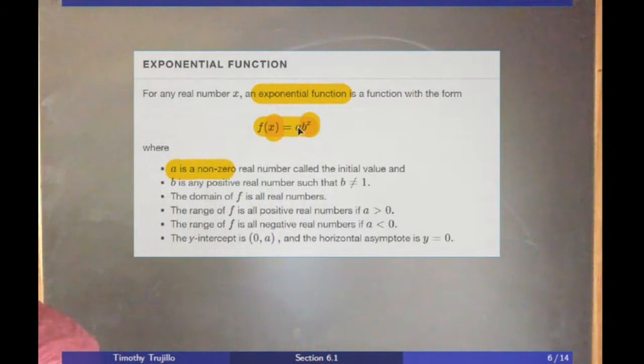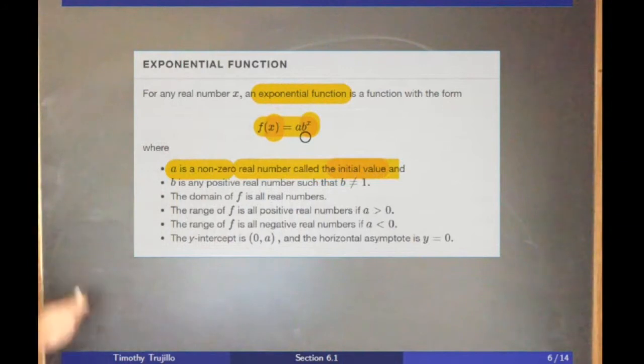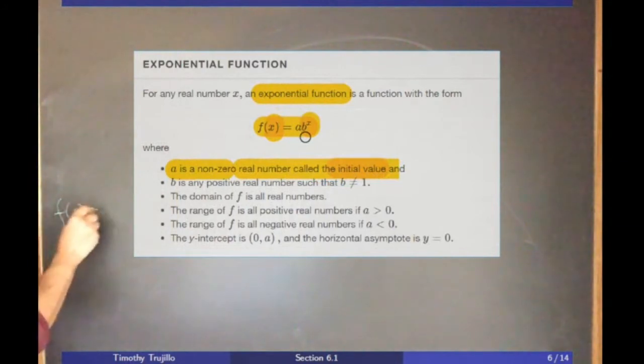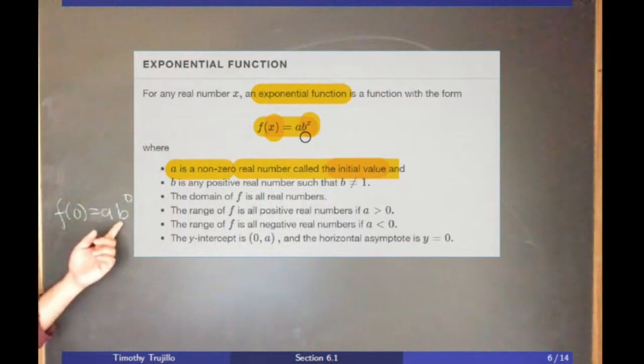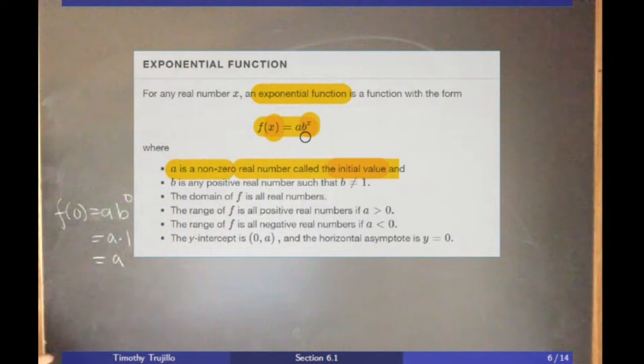The name for this constant a is called the initial value. And it turns out to also be the y-intercept. The reason why is that if you take 0 and plug it in for x, you get f of 0 is equal to a times b to the 0. And b to the 0 is just 1. So this is a times 1, which is just a. So this is saying the point (0, a) is the y-intercept.